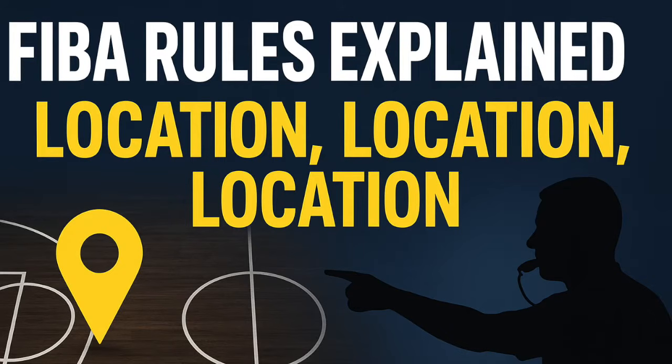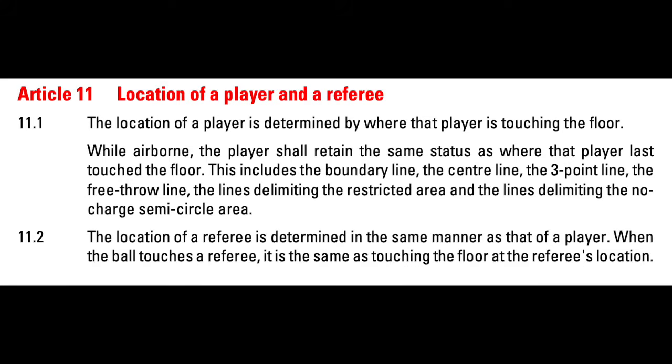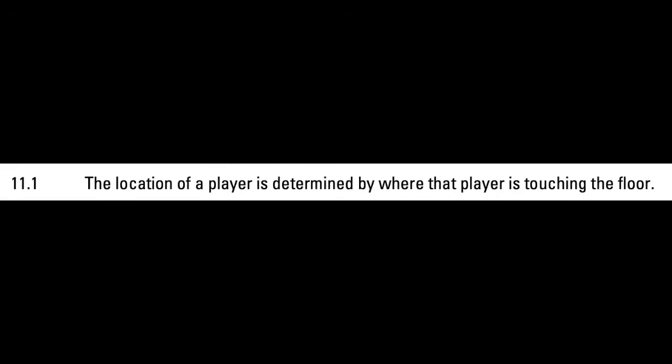Location, location, location. Most people have a good sense of when a player's on the floor and when they're out of bounds. It gets tricky when the player is airborne, and that's when some confusion comes into play, especially when the ball hits the referee, people are unsure of what the outcome is. So let's dive in. The location of a player is determined by where the player is touching the floor.